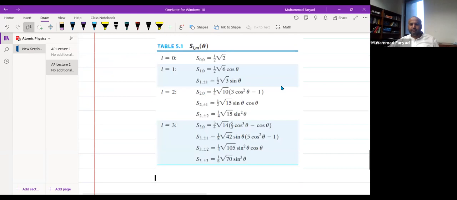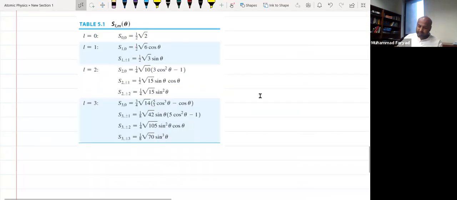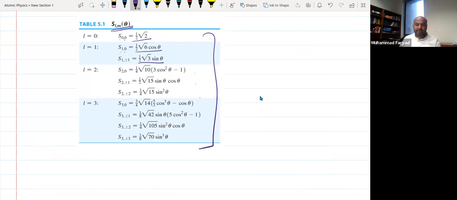Okay, so just to give you an example, in this associated Legendre equation, when L is 0 and M is 0, it is just a constant; when L is 1 and M is 0, it's cosine; and when L is 1 and M is plus or minus 1, it's the same, and so on. You can find all these Legendre functions in the book.